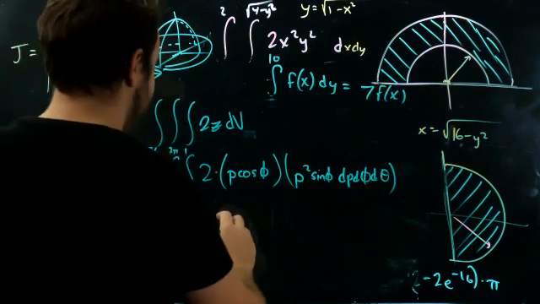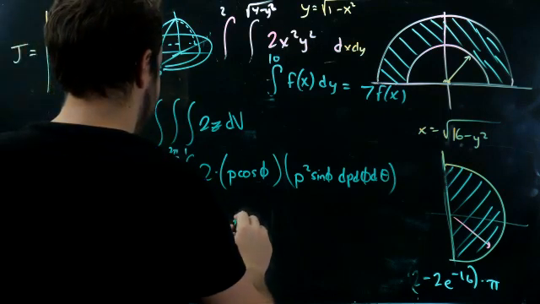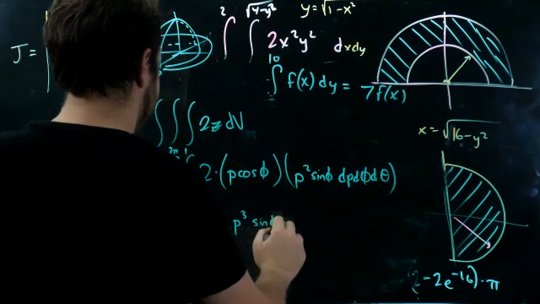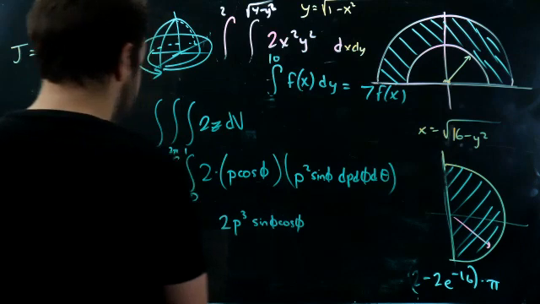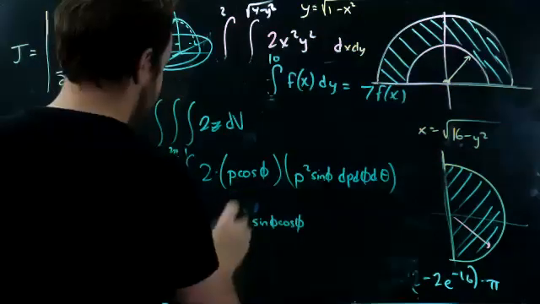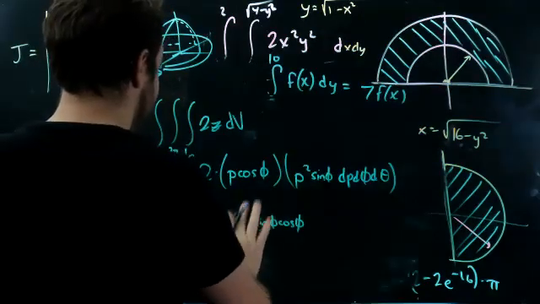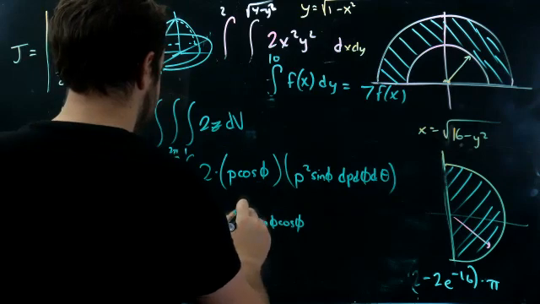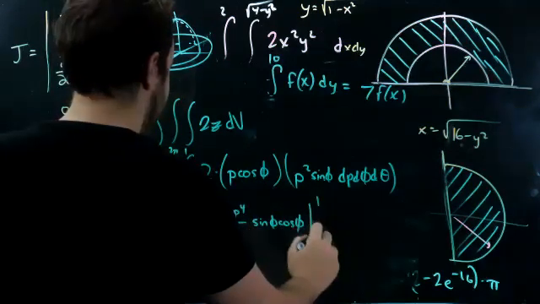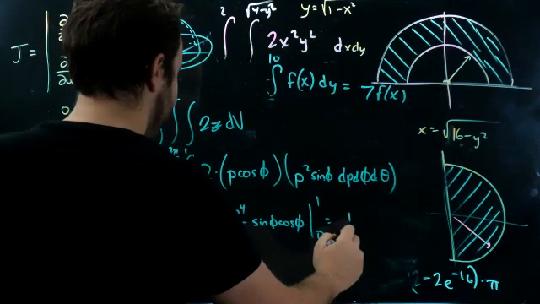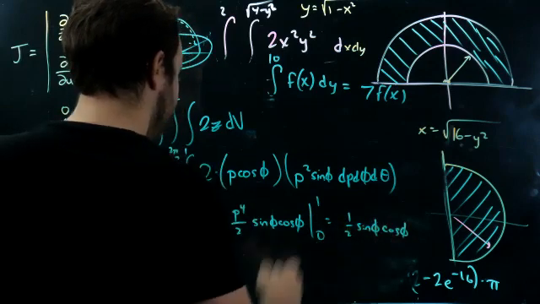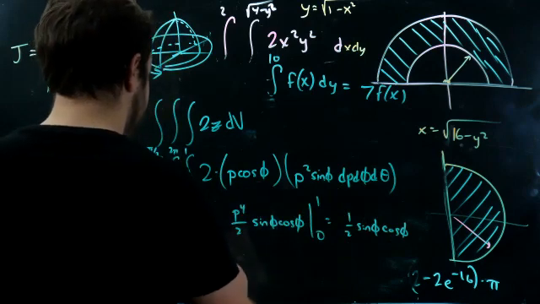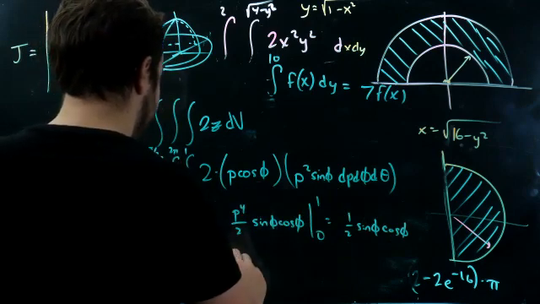I want to multiply this out. This is going to give me 2 rho cubed sine phi cosine phi. And when I integrate this with respect to rho, I get rho to the 4th over 2. Plug in 1, plug in 0, find the difference. When I do so, I get 1/2 sine phi cosine phi. Now I have to integrate that with respect to phi.